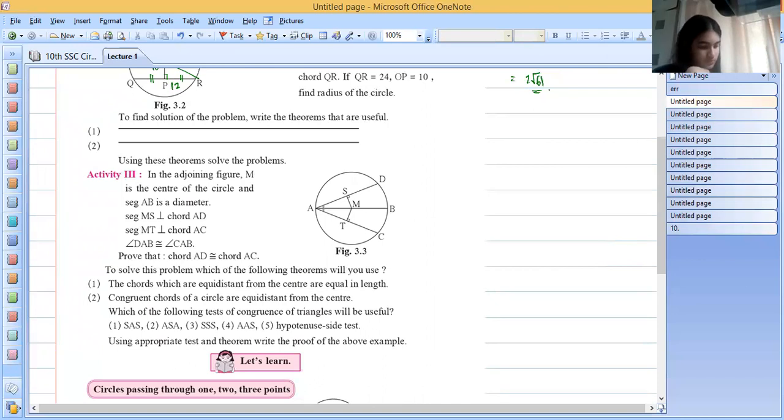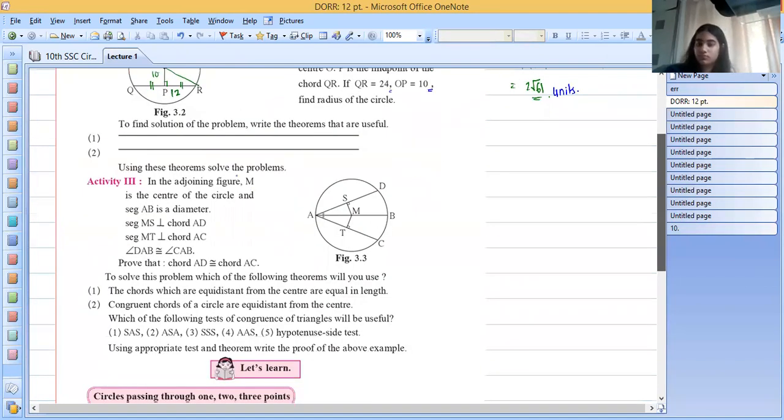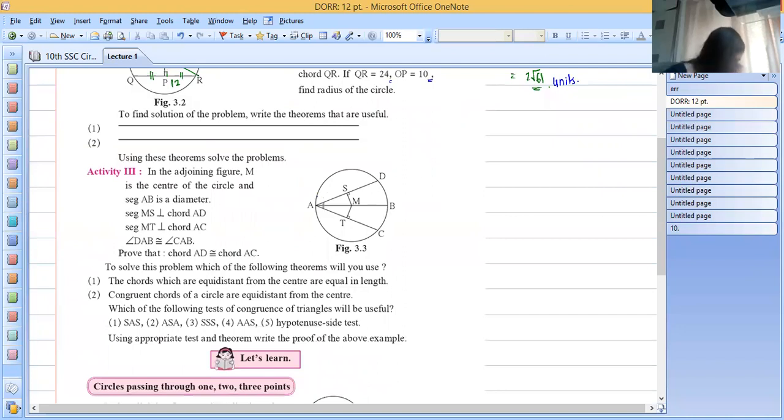Now let's look at activity 3. In activity 3, you have to write units. That is important because here meters or centimeters are not given, so you simply write units. Understood? Now let's look at this. In the adjoining figure, M is the center of the circle and segment AB is the diameter.